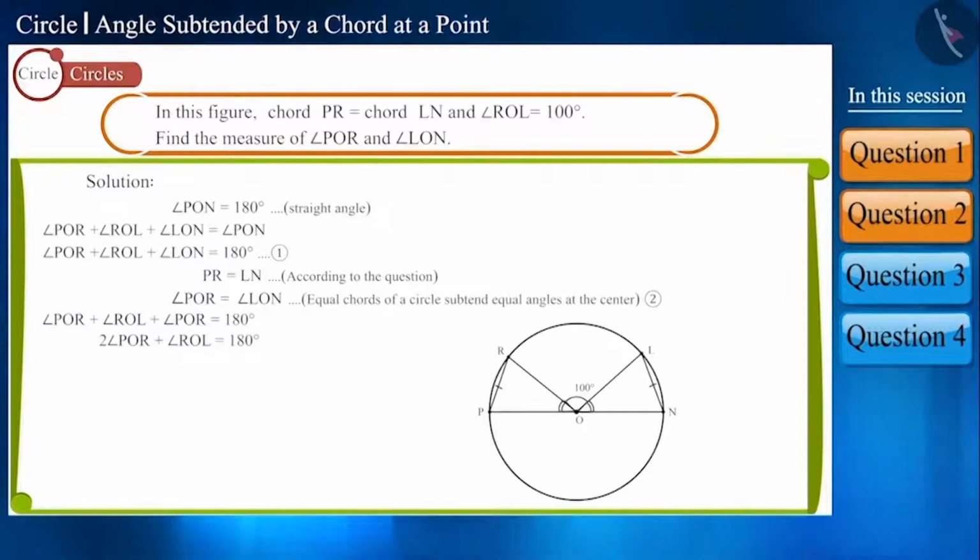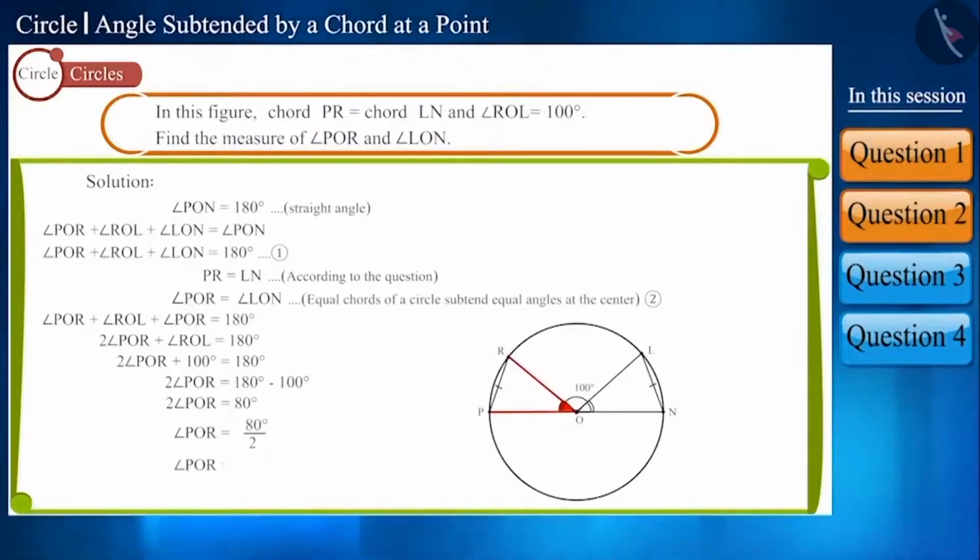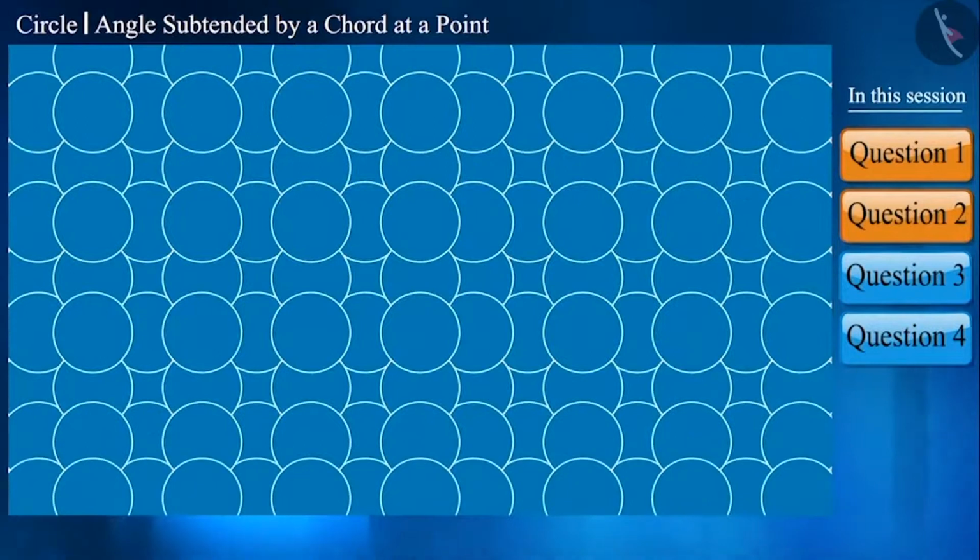Friends, we are given that angle ROL measures 100 degrees. By placing this measurement in the equation, we can find the measurement of angle POR. We are given that angle POR measures 40 degrees. Since both angles are equal, angle LON will also be 40 degrees. Friends, let's move on and solve another question.